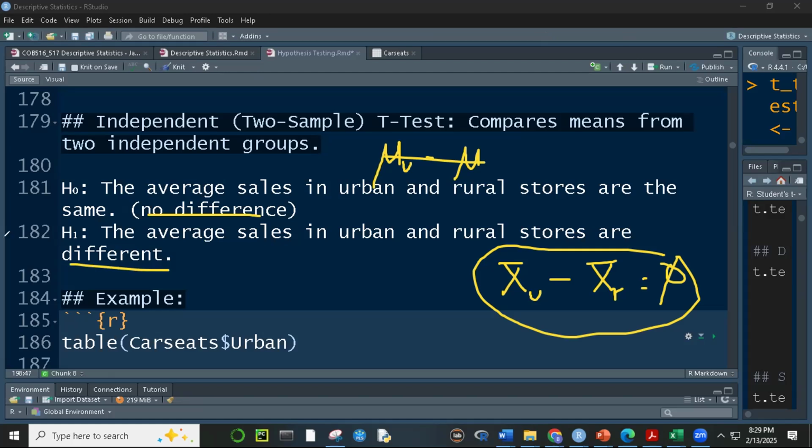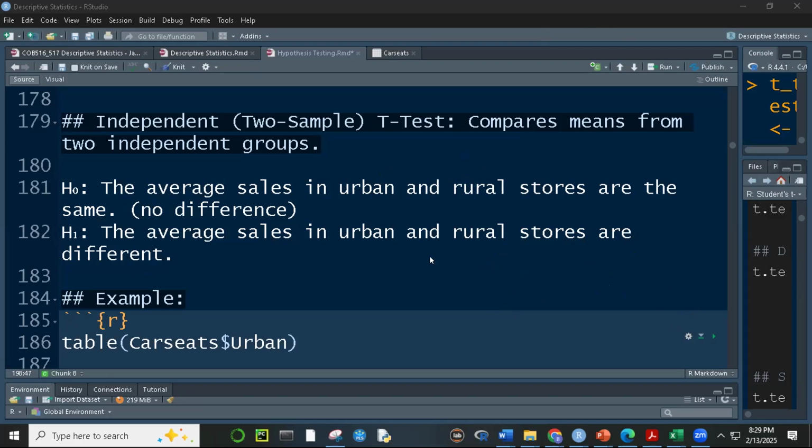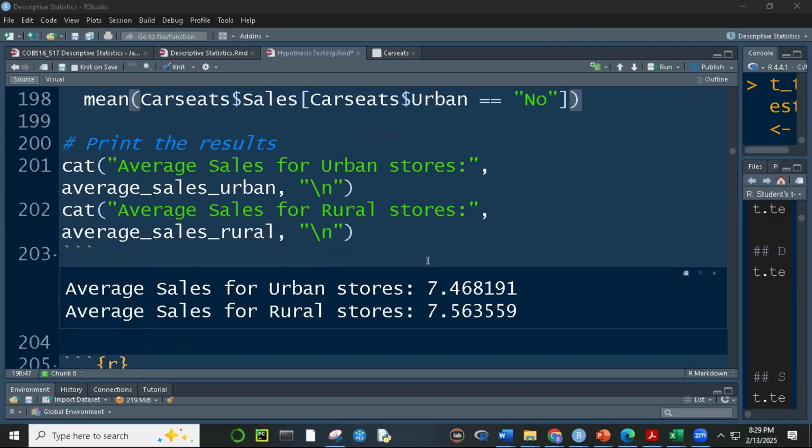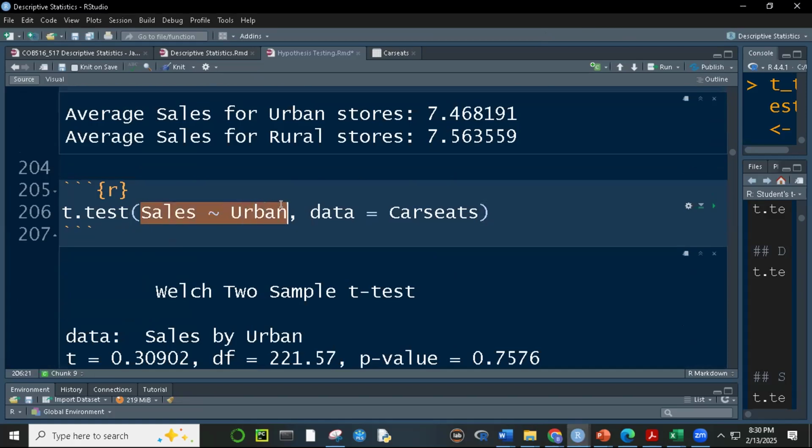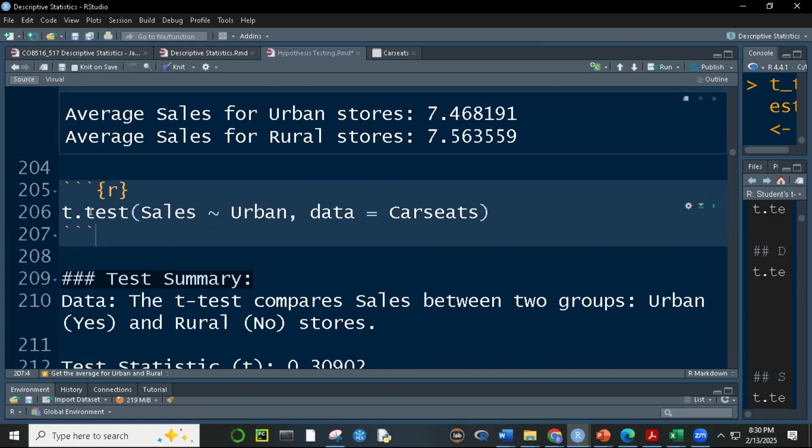Let me clear this. So what's the function, class? Very easy again. T-test again, but this time here, sales tilde urban. So this is similar to the one that's used in a regression model. If you run this, t.test, sales tilde urban, data is equal to car seats. Okay, let's run this.